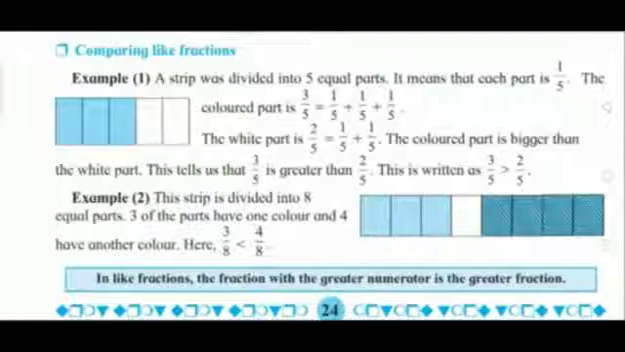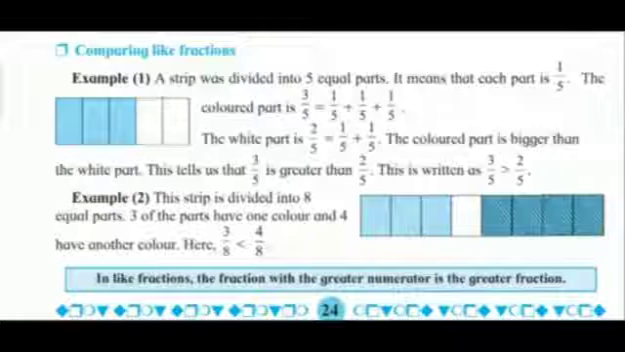First example, a strip. There is one strip, you can see one strip and it has some parts. A strip was divided into 5 equal parts. Now you all can see that strip. So it means that each part is 1 upon 5. Now how is it 1 upon 5? One strip is there, and it has been divided into 5 equal parts, so that is 1 upon 5.